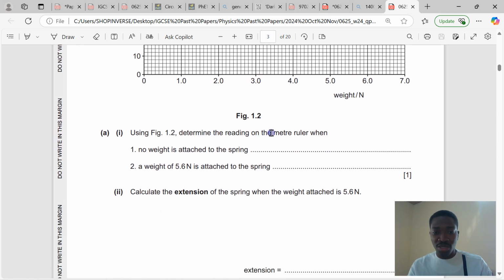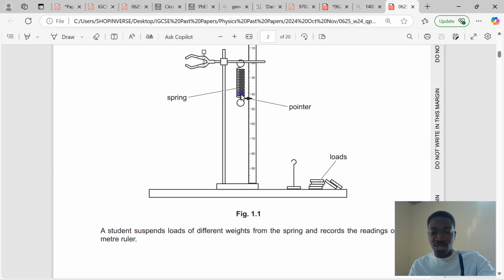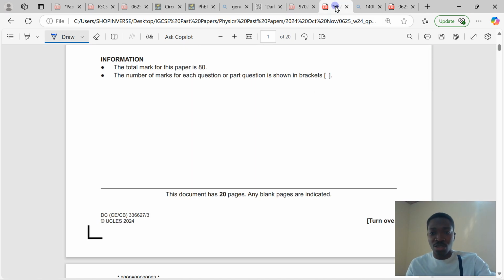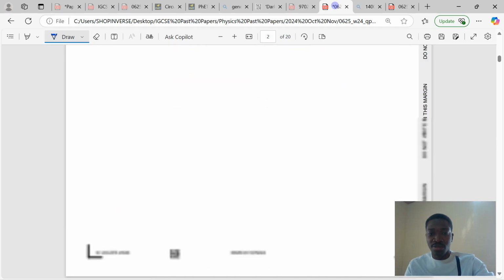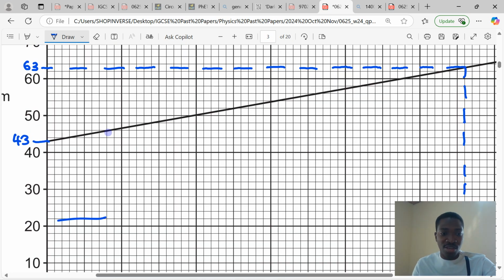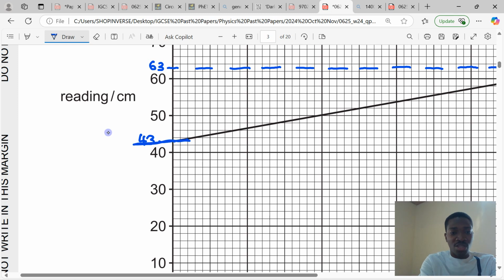Using figure 1.2, determine the reading on the meter ruler when, number 1, no weight is attached to the spring. If you look at the diagram, when the weight is 0, whatever reading you have on the meter ruler will be the reading when no load is attached. Looking at the graph, the reading when no weight is attached is 43 centimeters. This line here, whatever you have here, that's the reading when no load is attached, and that's 43 centimeters.